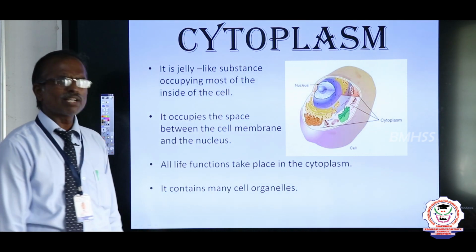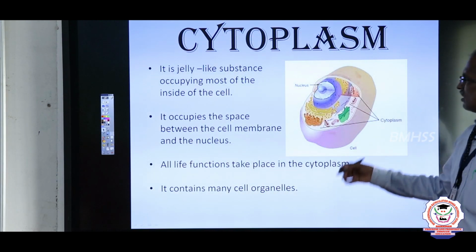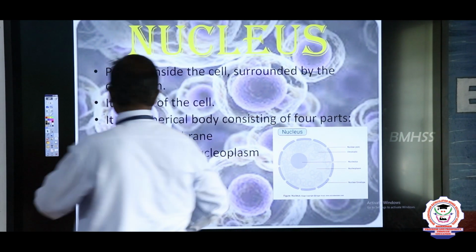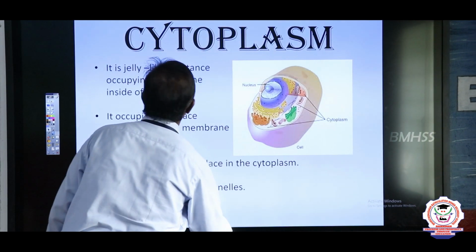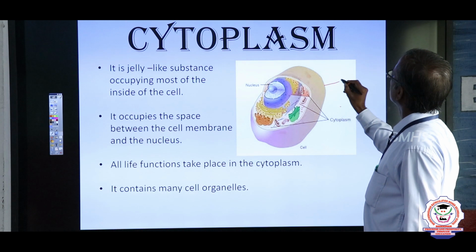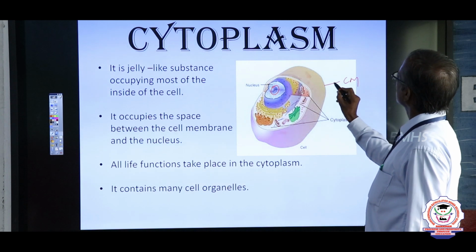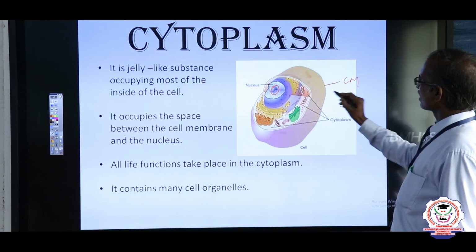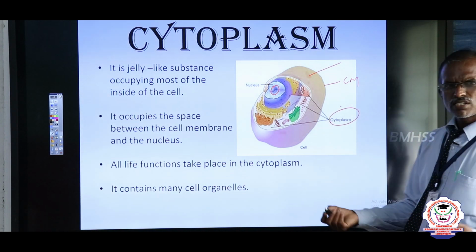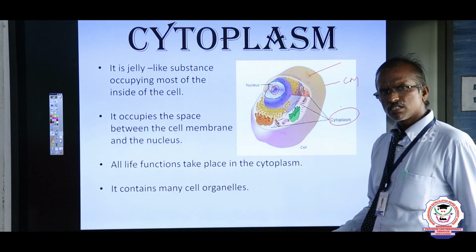Next is cytoplasm. What is meant by cytoplasm? Inside the outer cell membrane, the space between the nucleus and the cell membrane, the entire space, is known as cytoplasm. This cytoplasm contains various minute structures known as cell organelles.